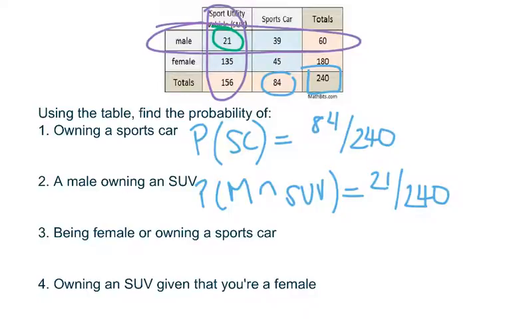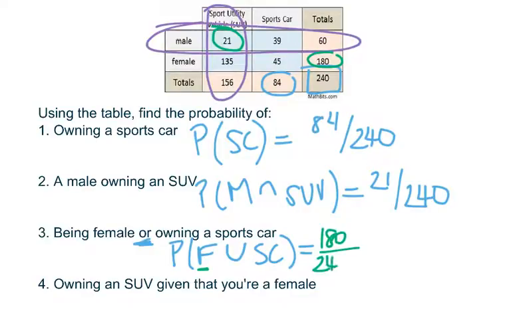Number 3 is an or. They want to know the probability of being female or owning a sports car. So this is when we do use one of our probability rules or formulas. To write this, we would say female or, that's the upside down U, sports car. Here we have to first find the probability of being female. If I go all the way over, there's 180 females out of 240 people.